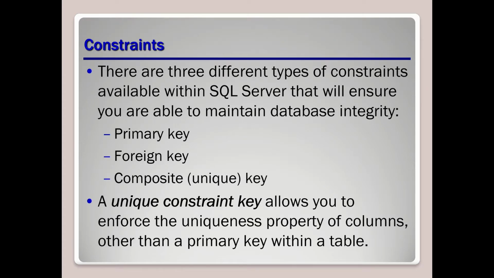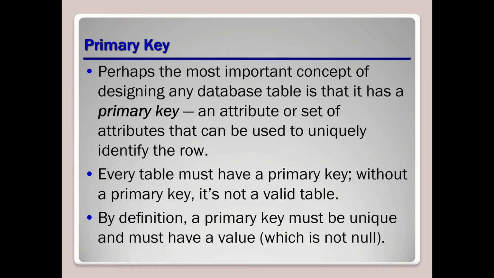There are 3 different types of constraint available within SQL Server that will ensure you are able to maintain database integrity: primary key, foreign key, and composite unique key. A unique constraint allows you to enforce the uniqueness property of columns other than the primary key within the table. The primary key, perhaps the most important concept for designing any database table, is an attribute or set of attributes that can be used to uniquely identify the row.